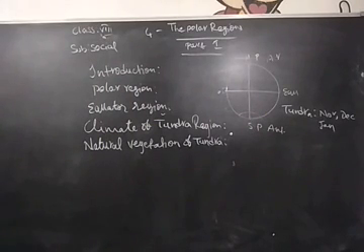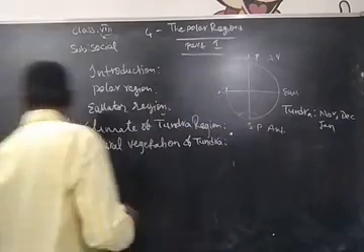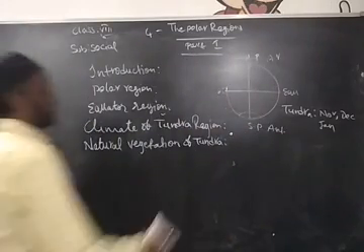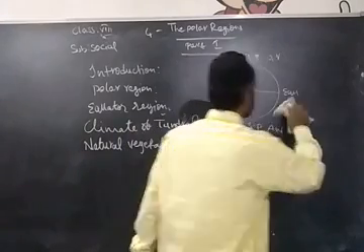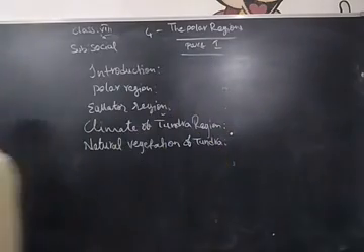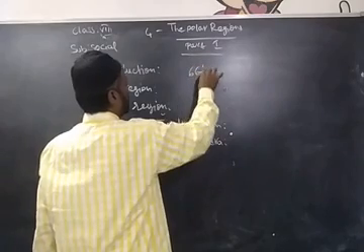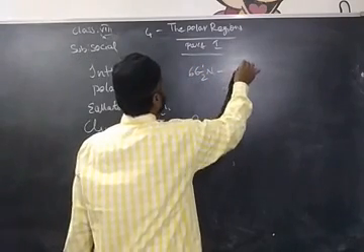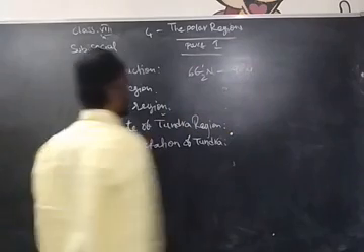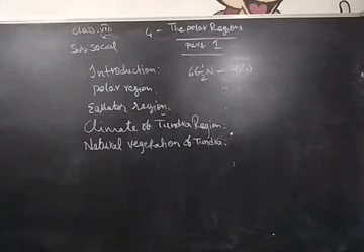The polar region extends from 66 and a half degrees northern latitude to 90 degrees north. So the extension of the polar region lies between 66 and a half degrees northern latitude to 90 degrees northern latitude.